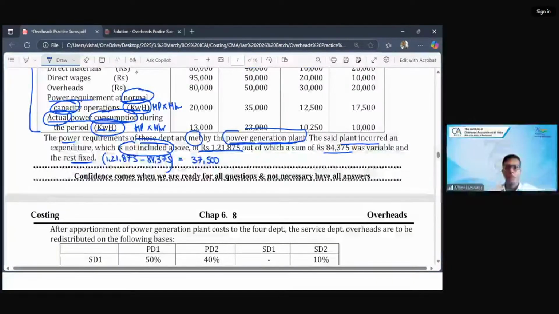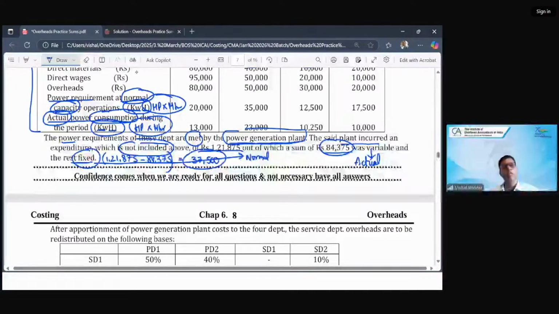Now, interestingly, this question has also divided power cost into two, variable component and fixed component, and it has also given you the basis required for power, that is HP into machine hours. The question is what will be required for what? So the answer is, for fixed we will take normal, and for variable we will take actual. The reason is very simple. Variable cost depends upon your actual working, on your actual output. So variable should be divided using the actual values.